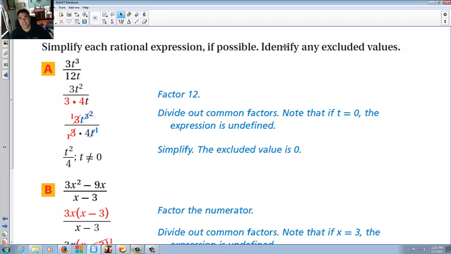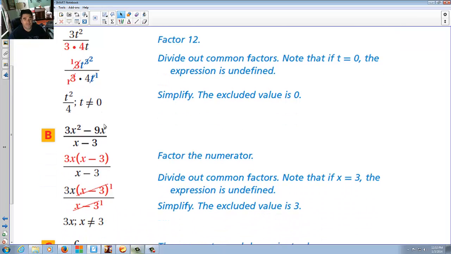But because they said identifying excluded values, go ahead and put a semicolon or comma and put t cannot equal 0. Why can t not equal 0? Because if you stick it back into the problem, the t equals 0 is going to make this undefined, which is what you don't want.